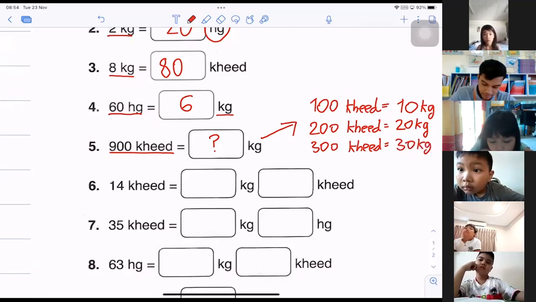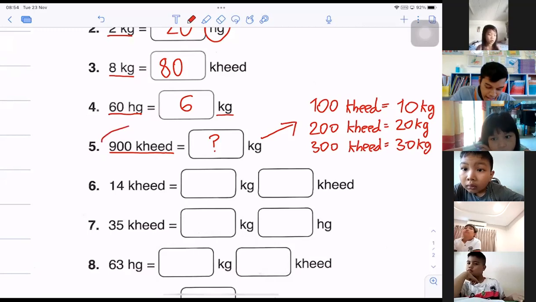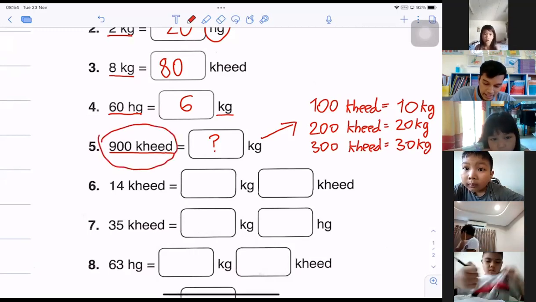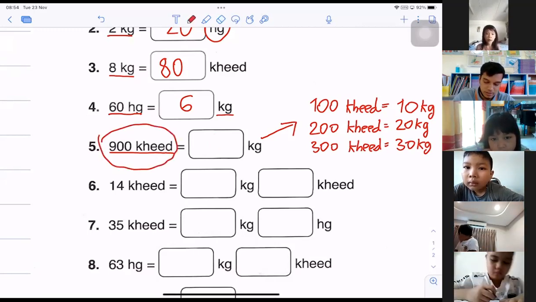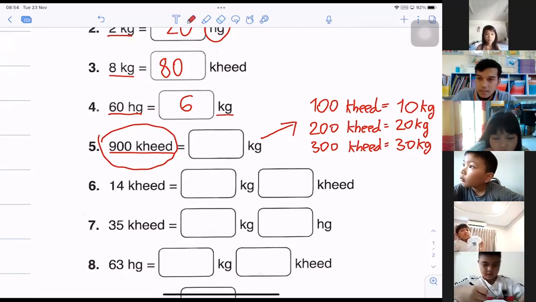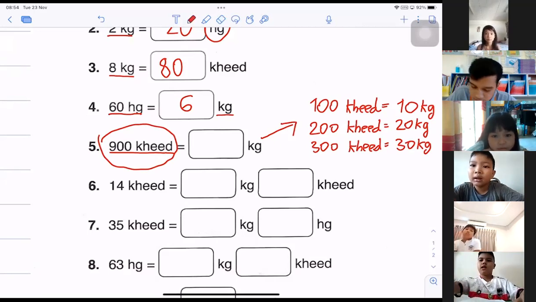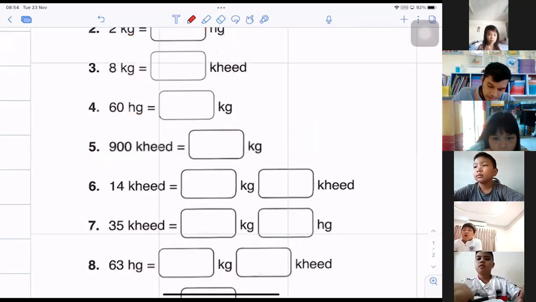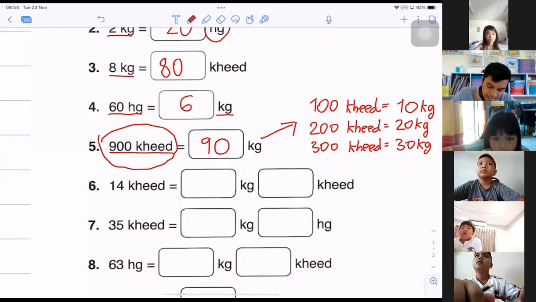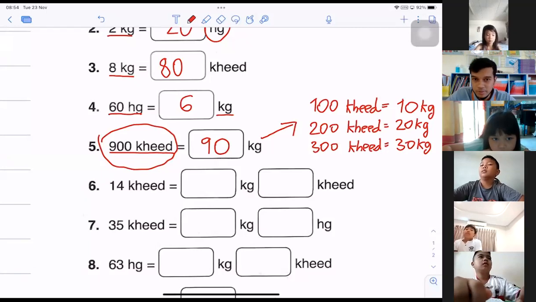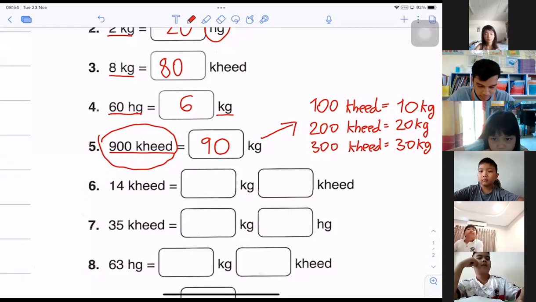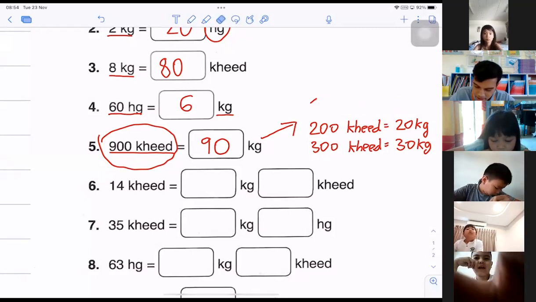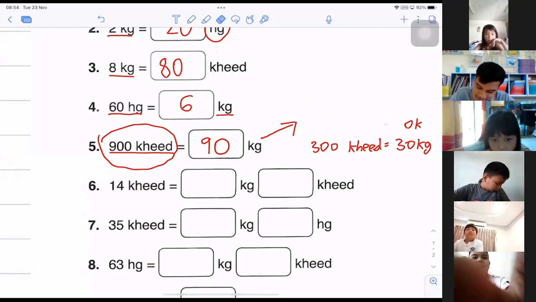So students, now look at this. This is 900 hg. 900 hg is equal to how many kilograms? 90. Correct. Very good. 90 kilograms. Okay, let me rub this again.